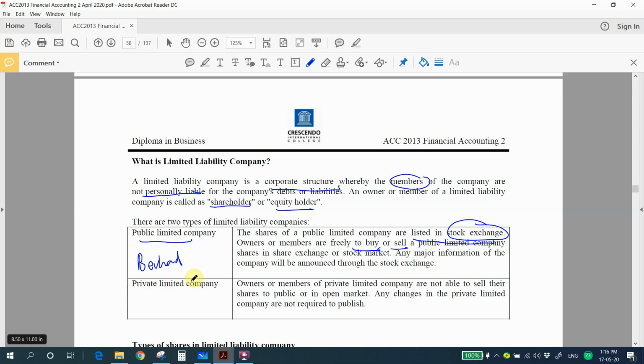For a private limited company, we use Sendirian Berhad. So what is a private limited company? Owners or members of a private limited company are not able to sell their shares to the public or in the open market. It means that you cannot sell your shareholding in a private limited company on the stock exchange and ask people to buy from you. You cannot do so. At the same time, you cannot buy private limited company shares from the stock exchange. Any changes in the private limited company are not required to be published.